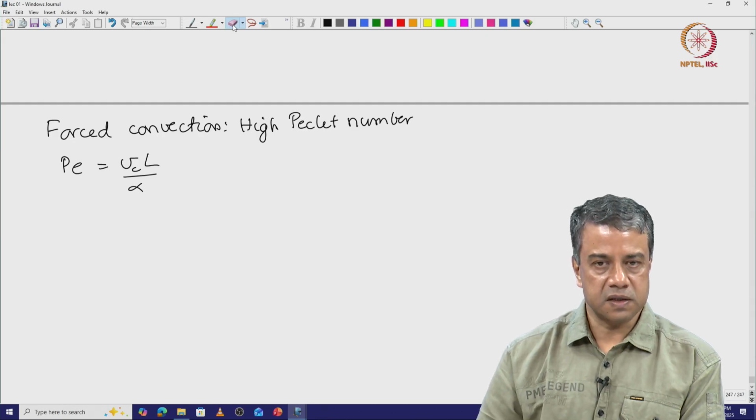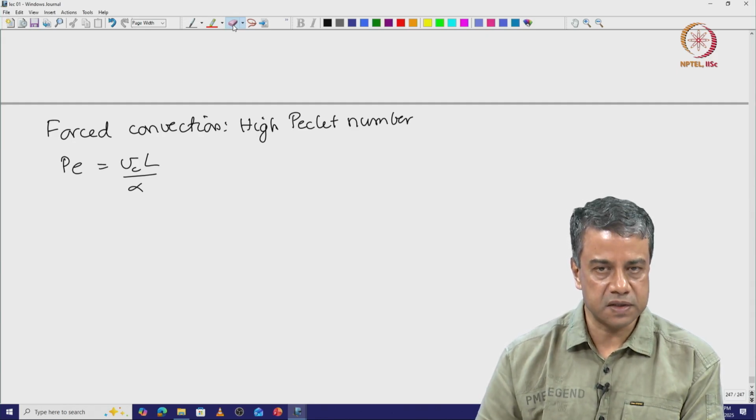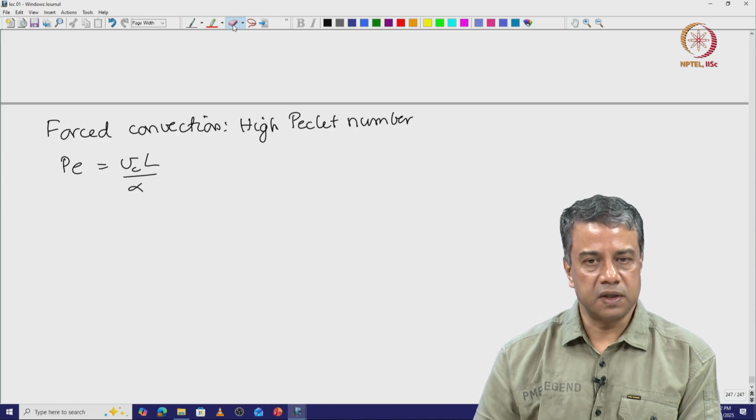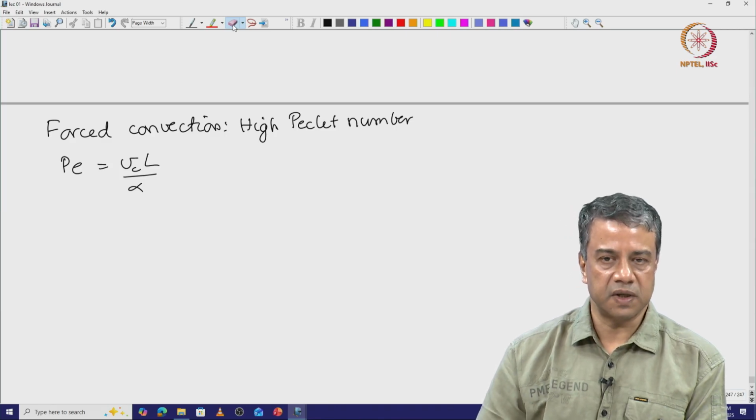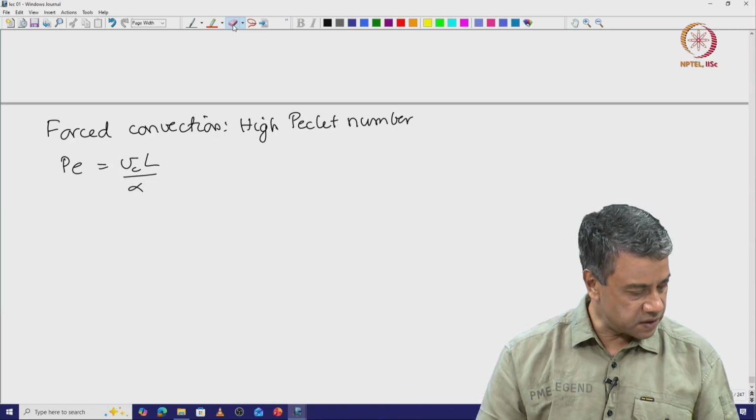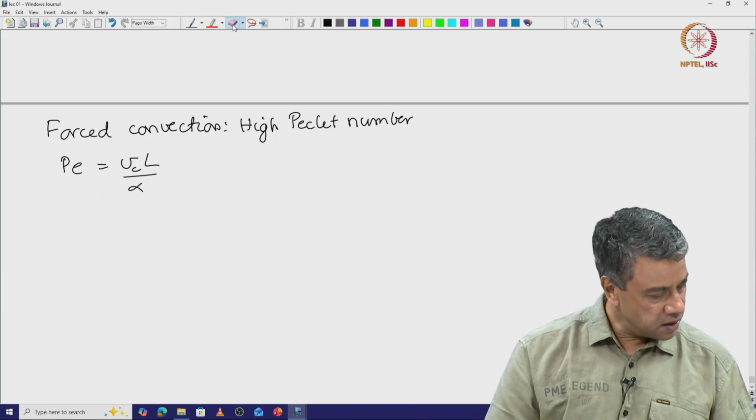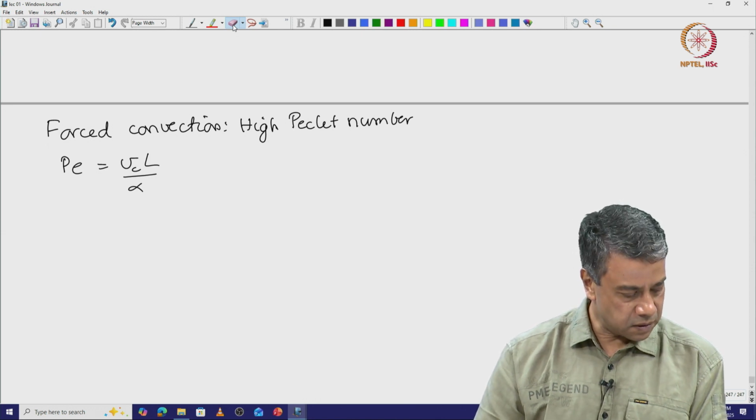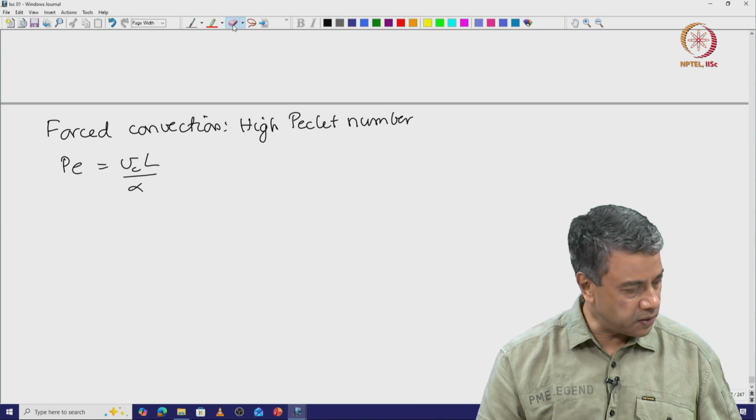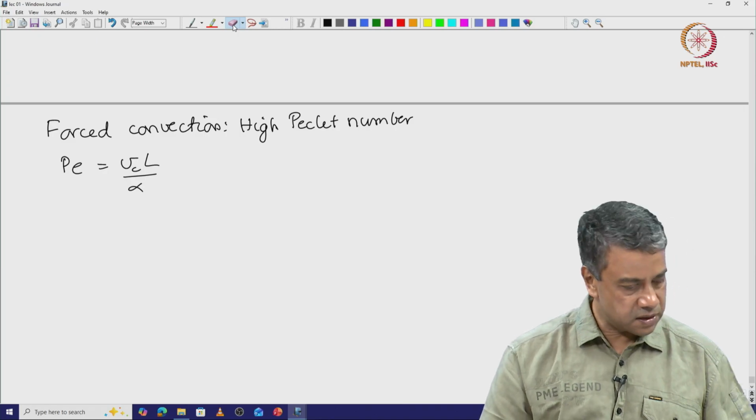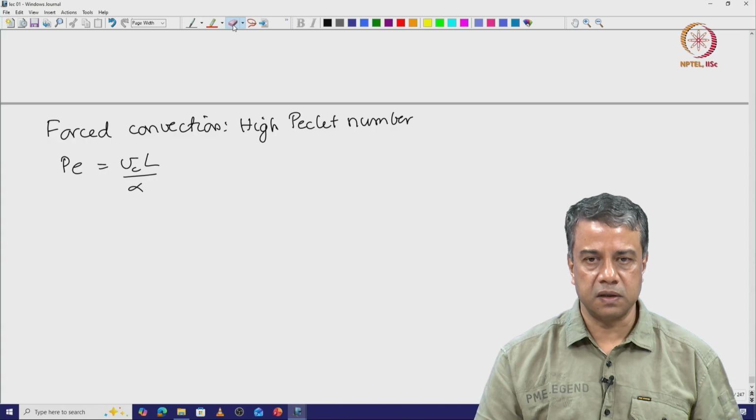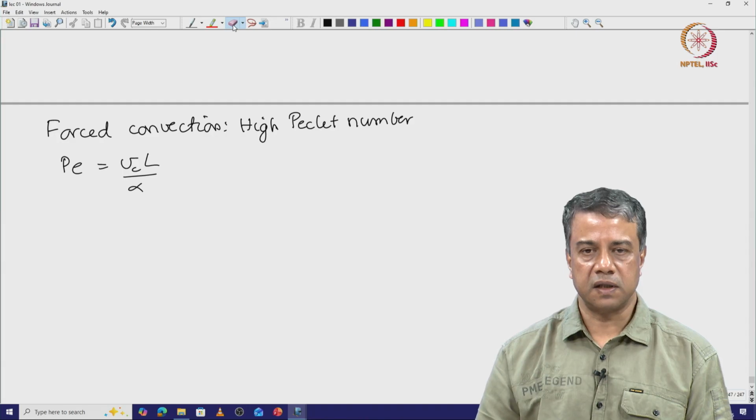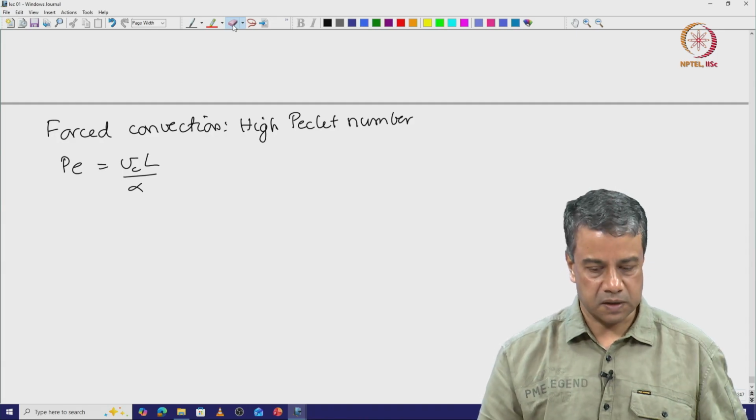For surfaces where we had a zero velocity condition at the surface, we found that the boundary layer thickness decreased as Peclet number to the minus 1/3. The heat flux, which is proportional to the temperature or concentration gradient, increased proportional to Pe to the power 1/3.